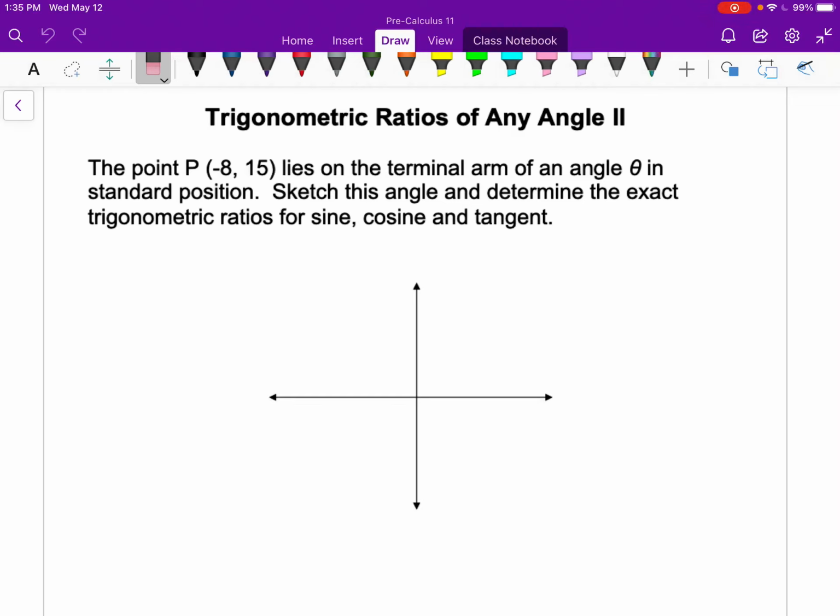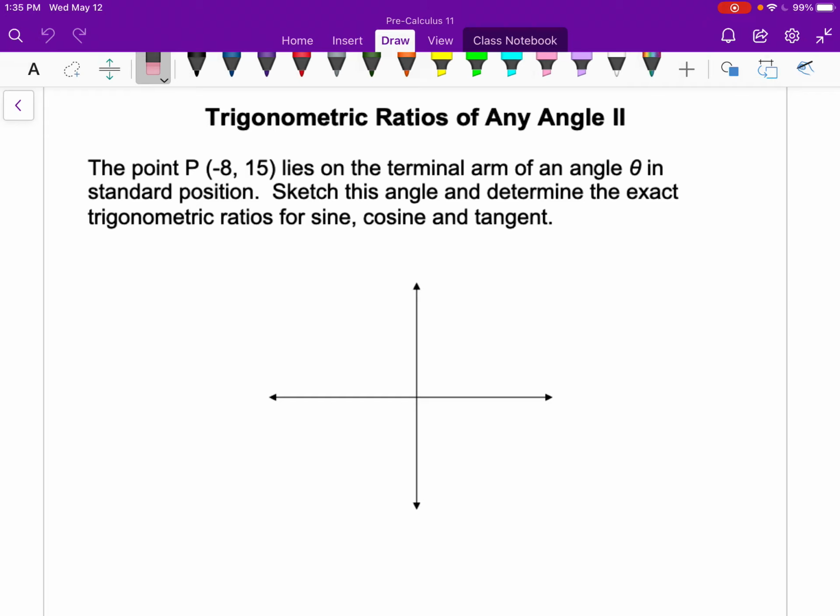All right, so this is the second part of the lesson looking at trigonometric ratios in terms of angles in standard position. The focus of this lesson will end with us solving trigonometric equations, which we'll get to shortly. But first, again, I have a fairly standard setup. I give you a point, and I say it lies on the terminal arm of angle theta in standard position. Sketch the angle and determine the exact trigonometric ratios for sine, cosine, and tangent.